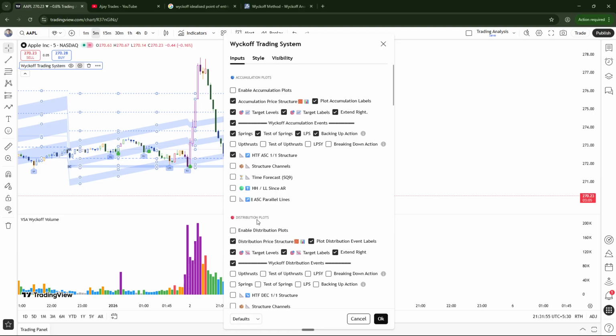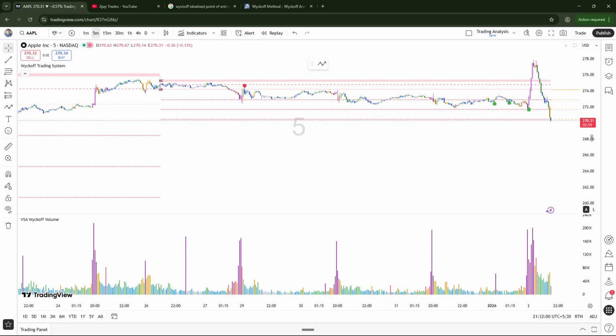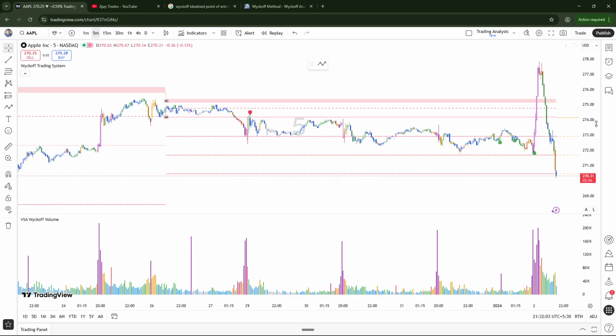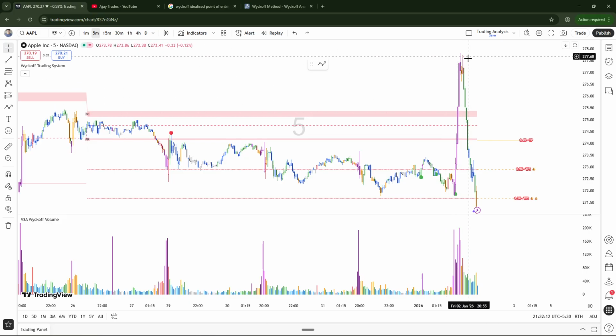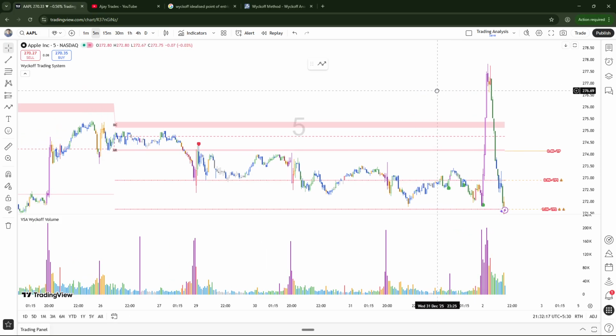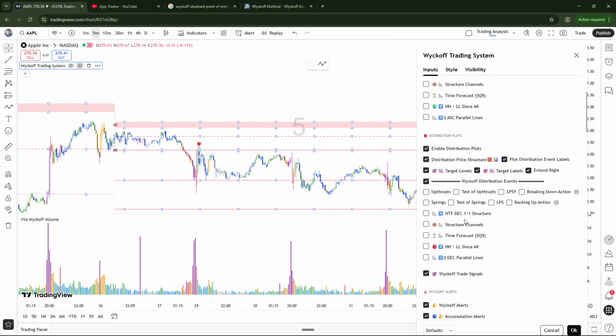Okay, so let me show you the short trade that was coming here. You see, this distribution structure was formed here, right? It hit our first target, almost hit the second target, then it went up here, and it formed this kind of upthrust moment, right? So you can see it like that, but now when I plot this, check this out. I can also plot upthrust, test of upthrust, LPSY, breaking down action, and you can see those events happening. See LPSY, breaking down action, so that's the trade there.